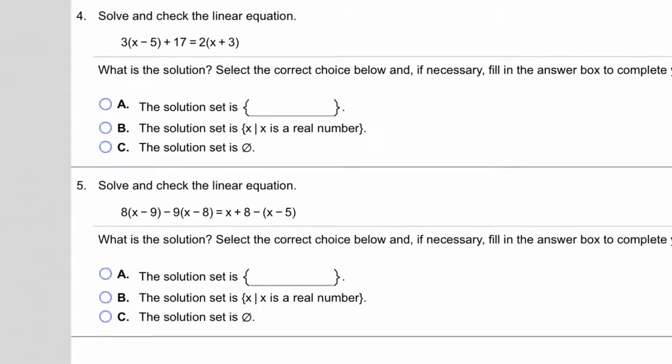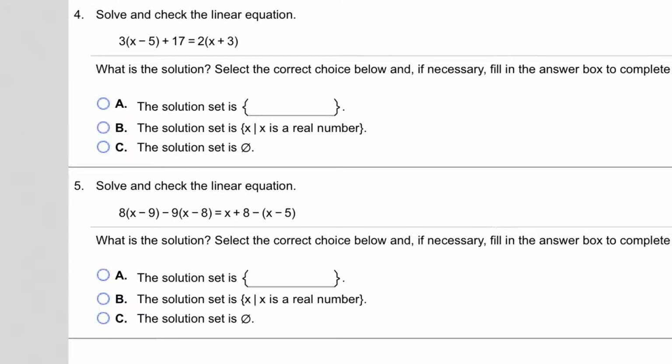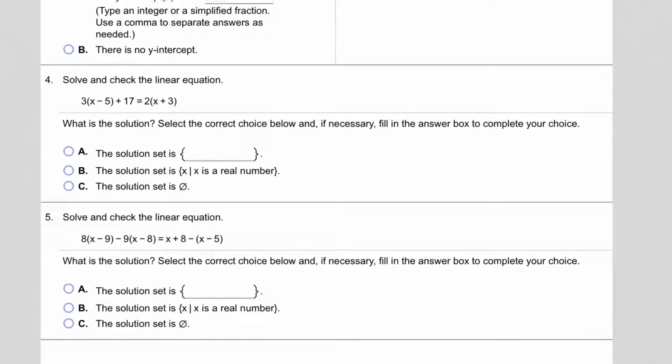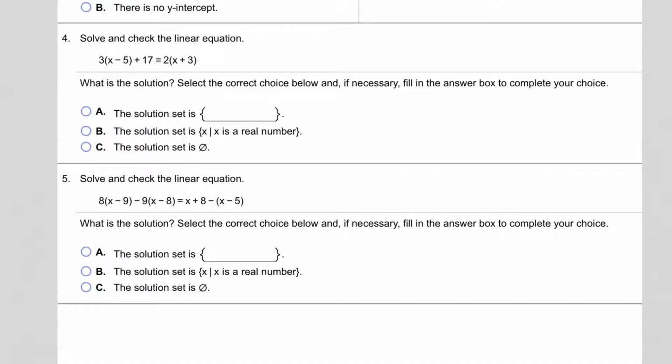Let's go start doing some solving. Numbers 4 and 5. So let's see how much room I have here. Okay, so distribute, to get rid of the parentheses. And so we have 3x minus 15 plus 17 equals 2x plus 3. Get the x's to one side and all the numbers to the other side. Actually, we can combine like terms right here. I'm going to move the 2x to the left, making it x, and I'm going to move the 2 to the right by subtracting. 3 minus 2 will be 1.